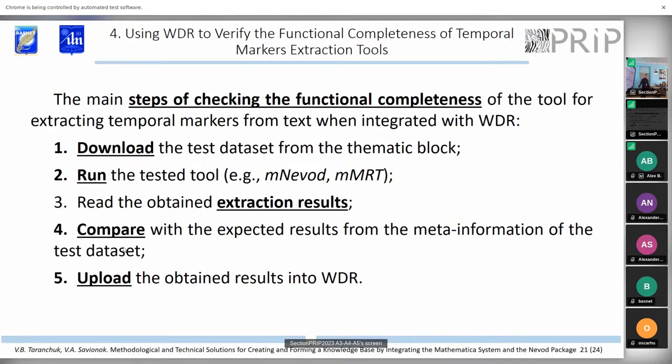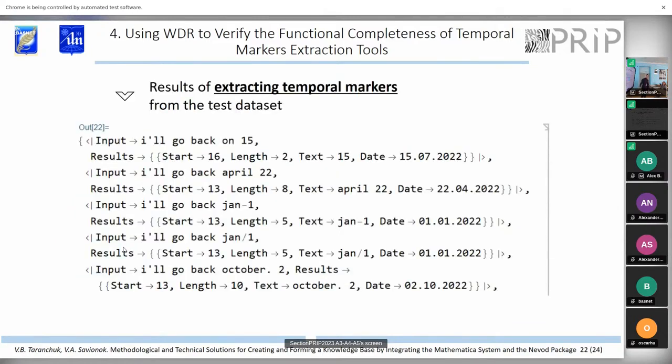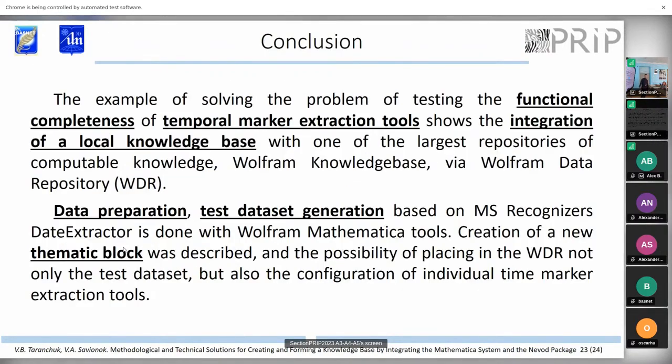And basically, that's all. Here is the example of extraction. In our case, it was fully in line with the metadata, so all tools worked correctly. And as a conclusion, I could say that temporal marker extraction tools were developed. Also, they were tested, and the initial dataset was uploaded to the global Wolfram data repository, and this act can be seen as an integration of the local knowledge base with the global Wolfram knowledge base. So basically that's it. Thank you for your attention.